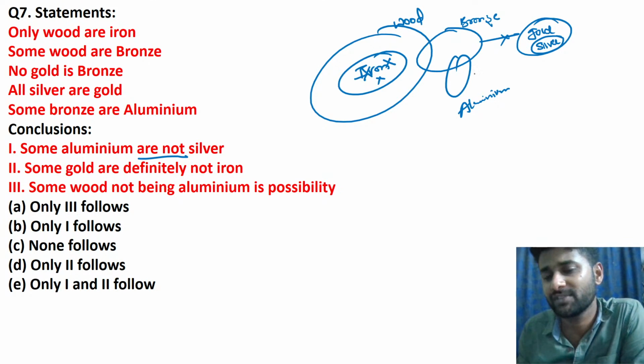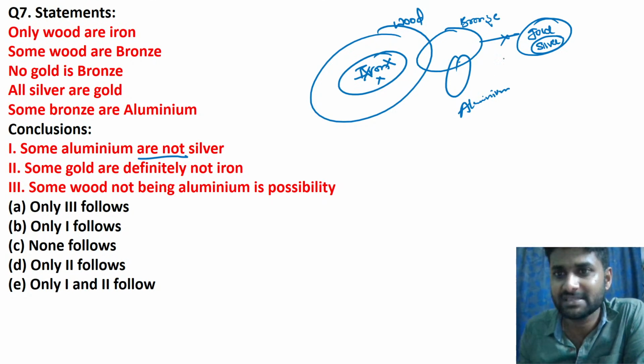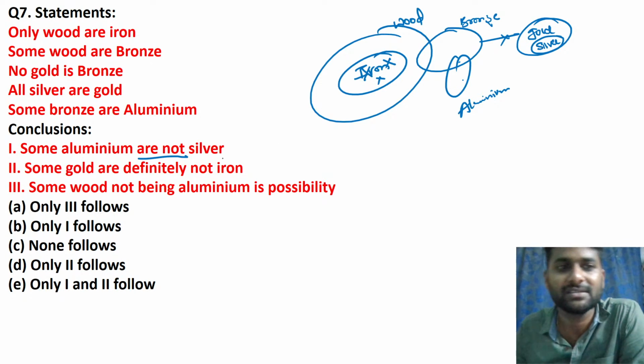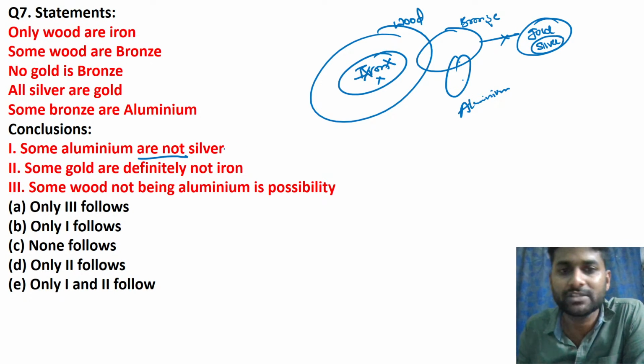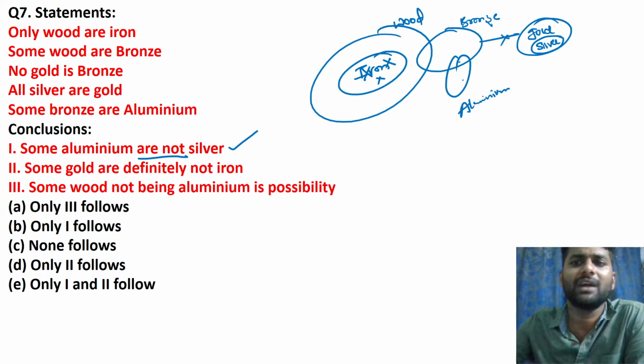No chance. Why? Because if you take the entire aluminum, we can get bronze. If bronze is there, we can't place gold, and we can't place silver. Then we understand that all aluminum can never be silver, which means some aluminum is also not silver. So that absolutely follows. We can't assume all, so definitely we can't assume some also.